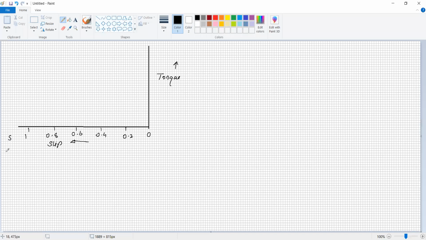Whereas speed is increasing in this side. Here the speed is equal to 0. Here it is 0.2, meaning 20%, 40%, 60%, or 0.6 pu, 0.8, and here slip is equal to 1, speed is equal to 1. That is, here it is the synchronous speed. So at synchronous speed, as s is equal to 0, torque is equal to 0, and s equal to 1 gives the starting torque.